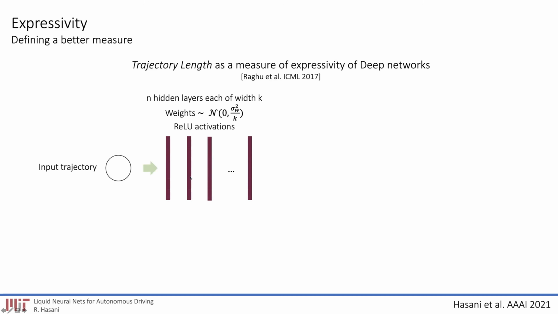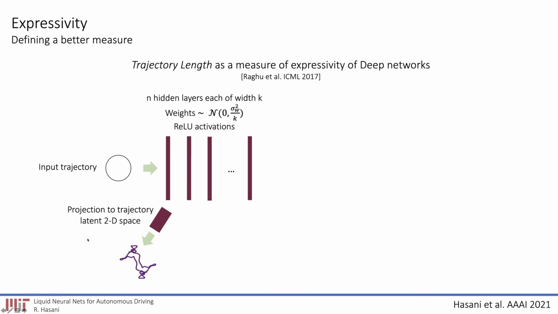Suppose we have a neural network that has fully connected layers with ReLU activation functions, and the weights are initialized by this normal distribution. It has n layers and k with k. If I input a circular trajectory inside this neural network, at the output of each of these layers, we would get a deformation of this circular trajectory.